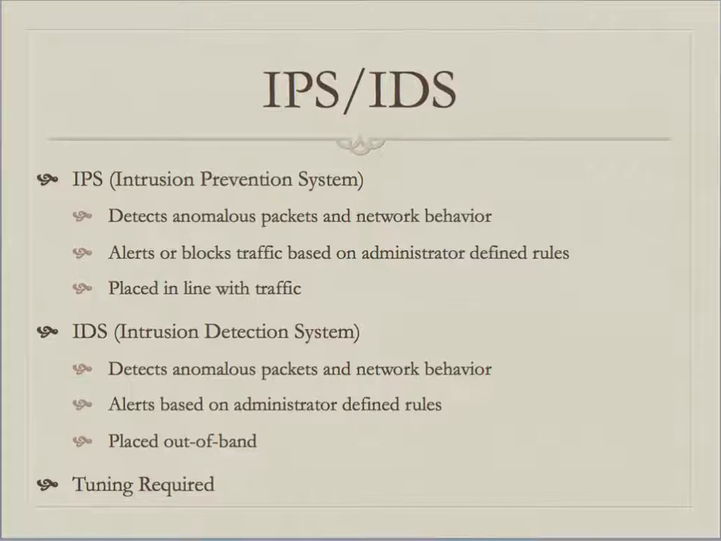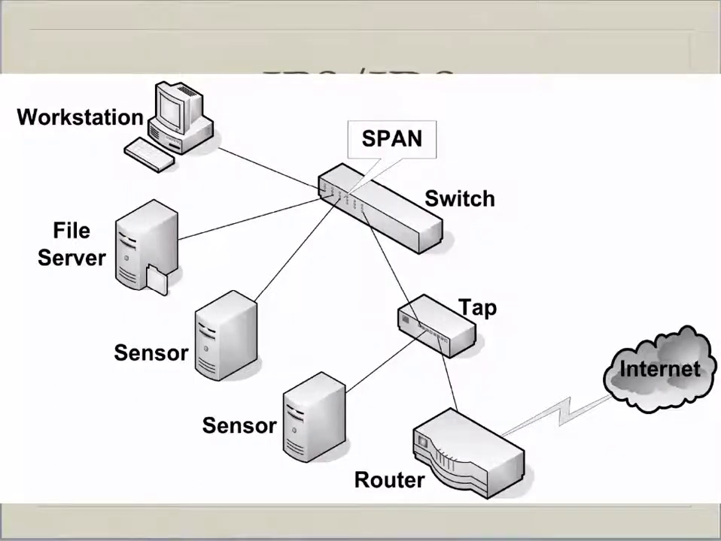An IPS is placed in line with traffic. That means that traffic must pass through the IPS before it can get to its target. This is different than an IDS. An IDS is placed out of band. What that means is that an IDS is set up so that packets passing through a switch are all mirrored to the IDS or to the port where the IDS is connected.